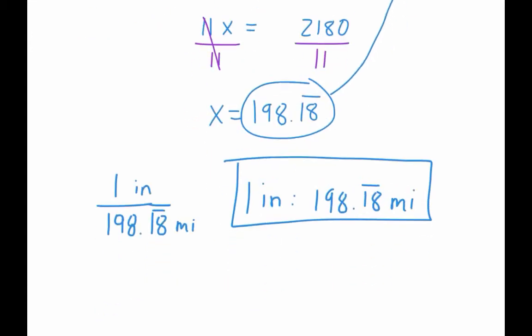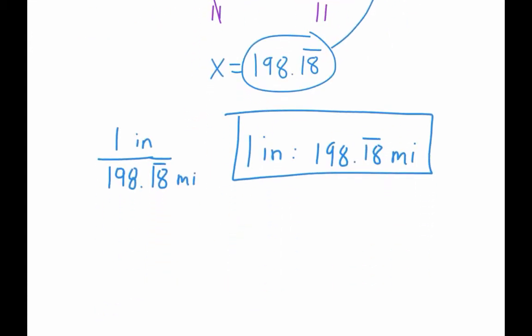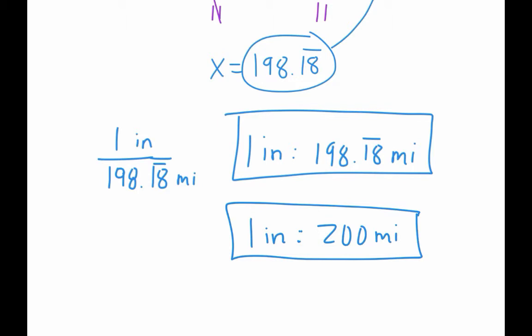So what you could do for something like that is some rounding and say, all right, instead I'm going to have 1 inch equaling, if I want to fit it on the page, I could go up a little bit. So every inch, instead of being 198 miles, every inch could be like 200 miles. That would fit on the page a lot better, and it would be easier to work with. But you really could go with either one of those as an answer.